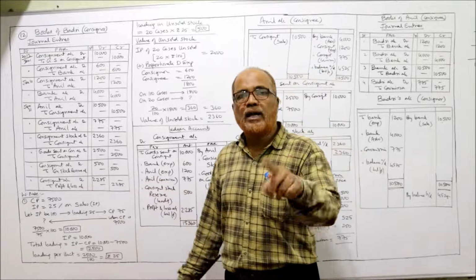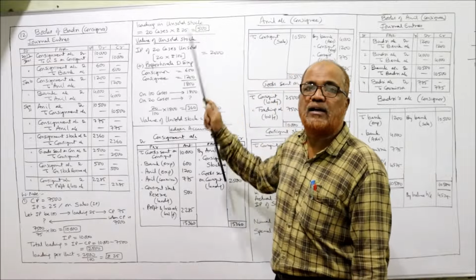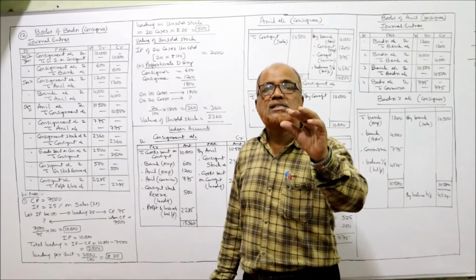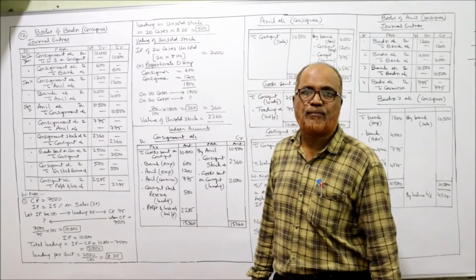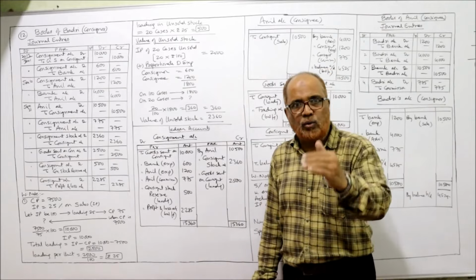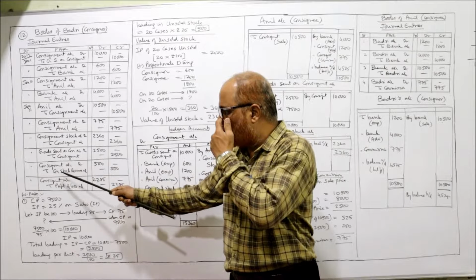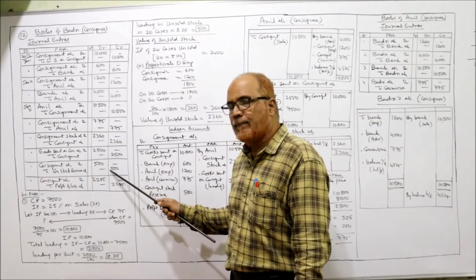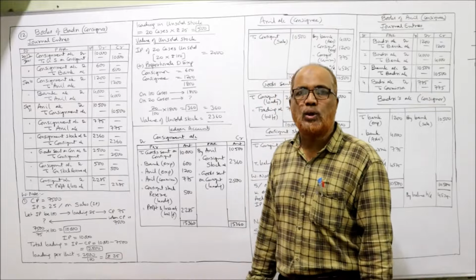Now second, loading in unsold stock. How much is the loading in unsold stock? Here we have calculated 500. So the entry will be consignment account debtor to consignment stock reserve 500, being the loading in goods unsold.